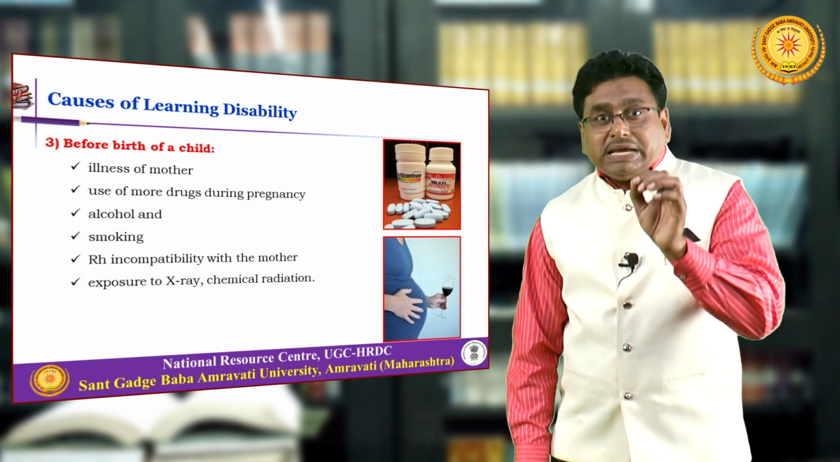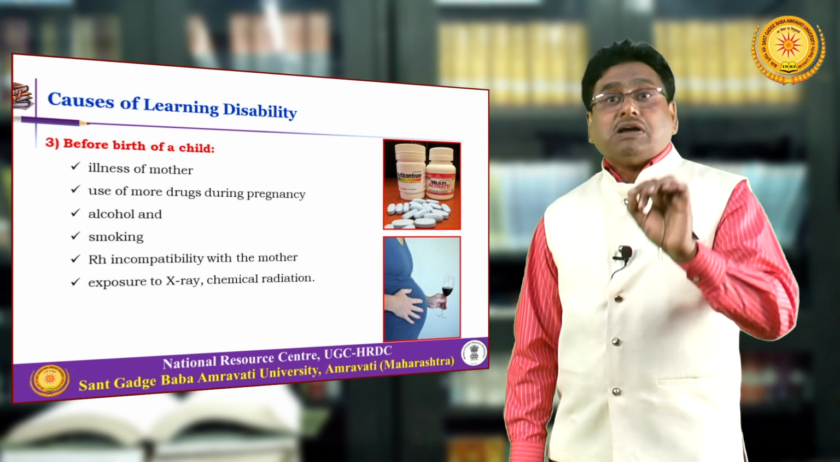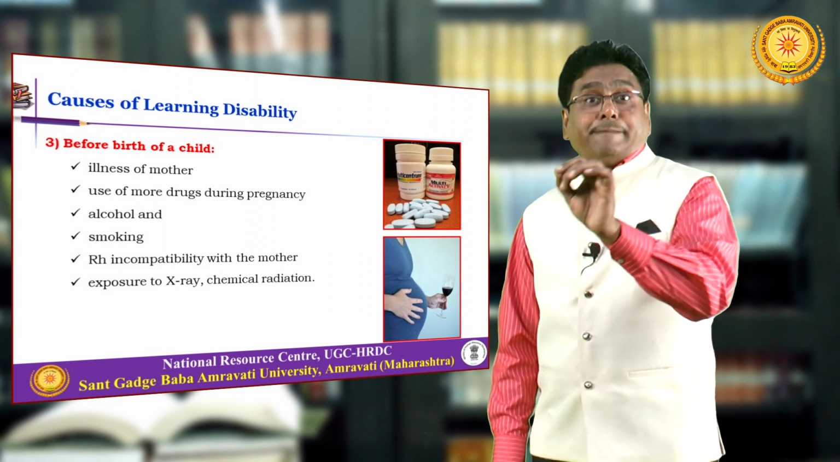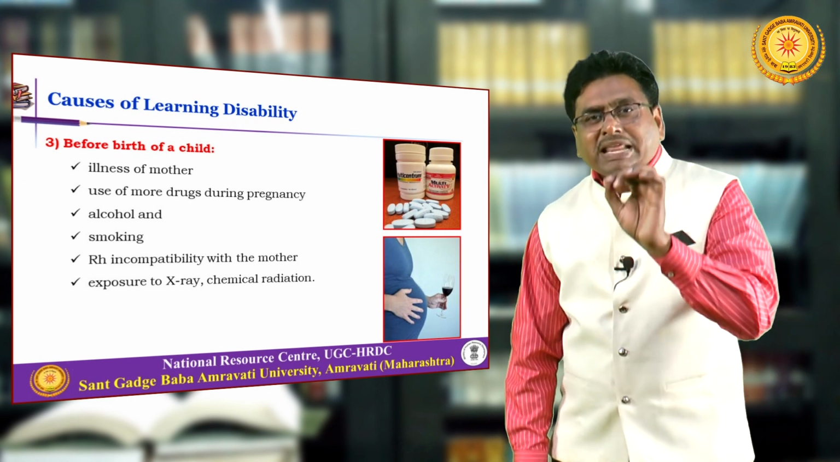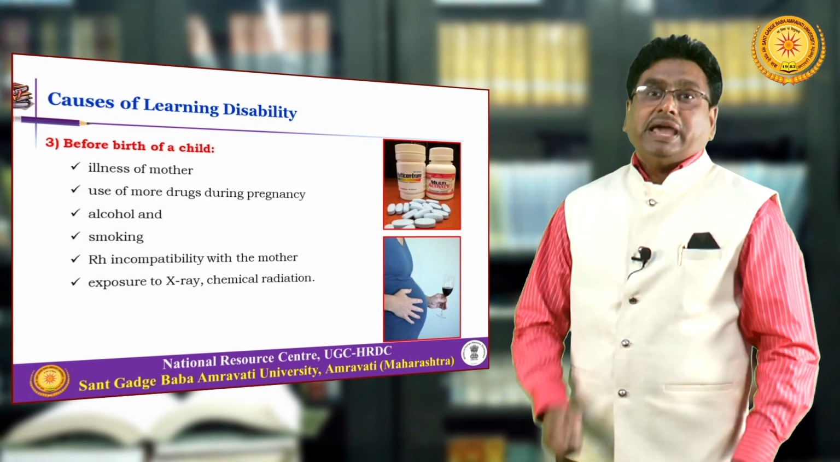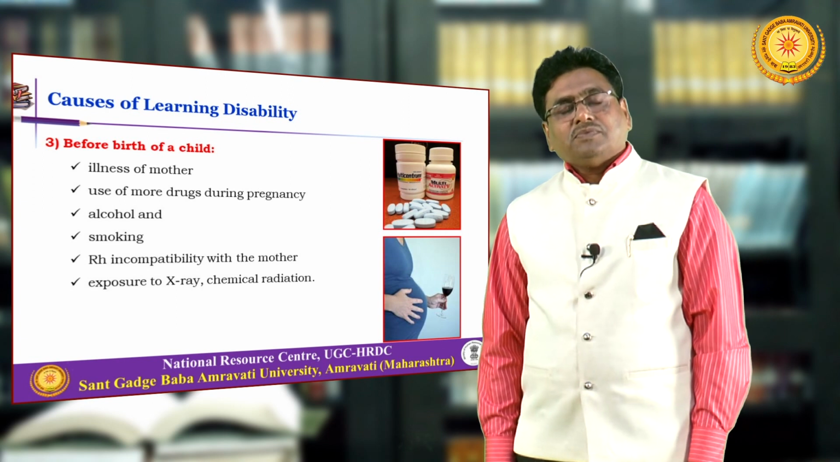Now, the Rh incompatibility with the mother. Now see, the mismatch of Rh blood groups between mother and baby may make the baby severely retarded. Knowing the Rh blood type of a baby and mother before delivery helps the treatment to avoid complications.